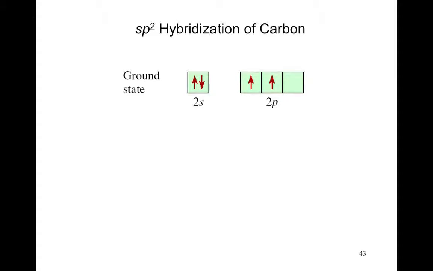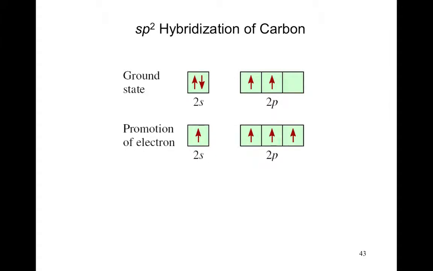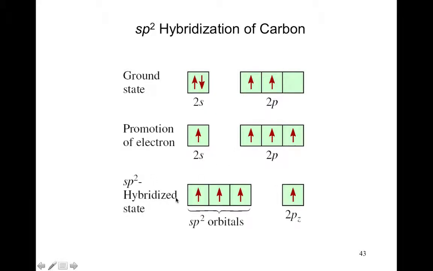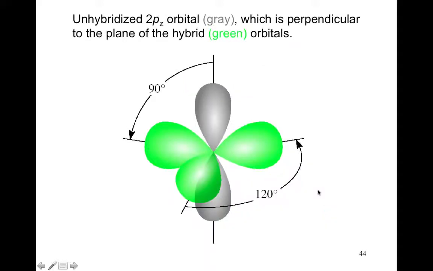So here's the hybridization of carbon. We start off with 4 electrons in the 2s and the 2p. In order to make those 4 bonds that we frequently see carbon having, we're going to move one of these electrons over to here. They call that a promotion of an electron. So we're violating some rules we learned earlier, but we know that carbon forms 4 bonds, so this must happen. Now we've got a hybridized state, so we can form 1 bond, 2 bonds, 3 bonds, 4 bonds, which makes carbon very useful. The unhybridized orbital is the gray one here, and it's perpendicular to the plane of the green hybridized orbitals.